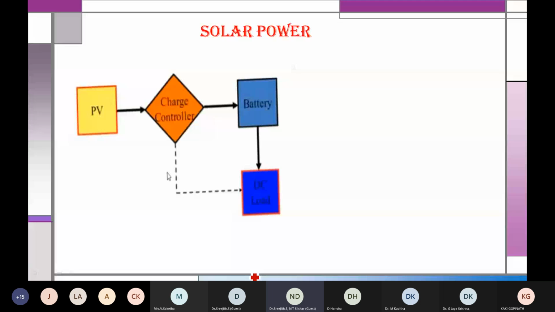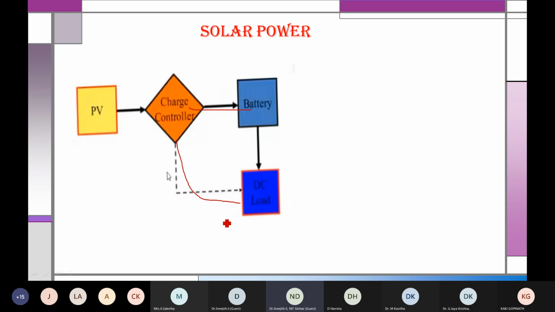So this is a simple example if I take, right? If you take PV, okay, see there is no inverter, there is no grid, nothing, just simply a DC load. PV is there, a charge controller is there to control the charging of a battery, then the battery is there. Okay, clear? So DC load.